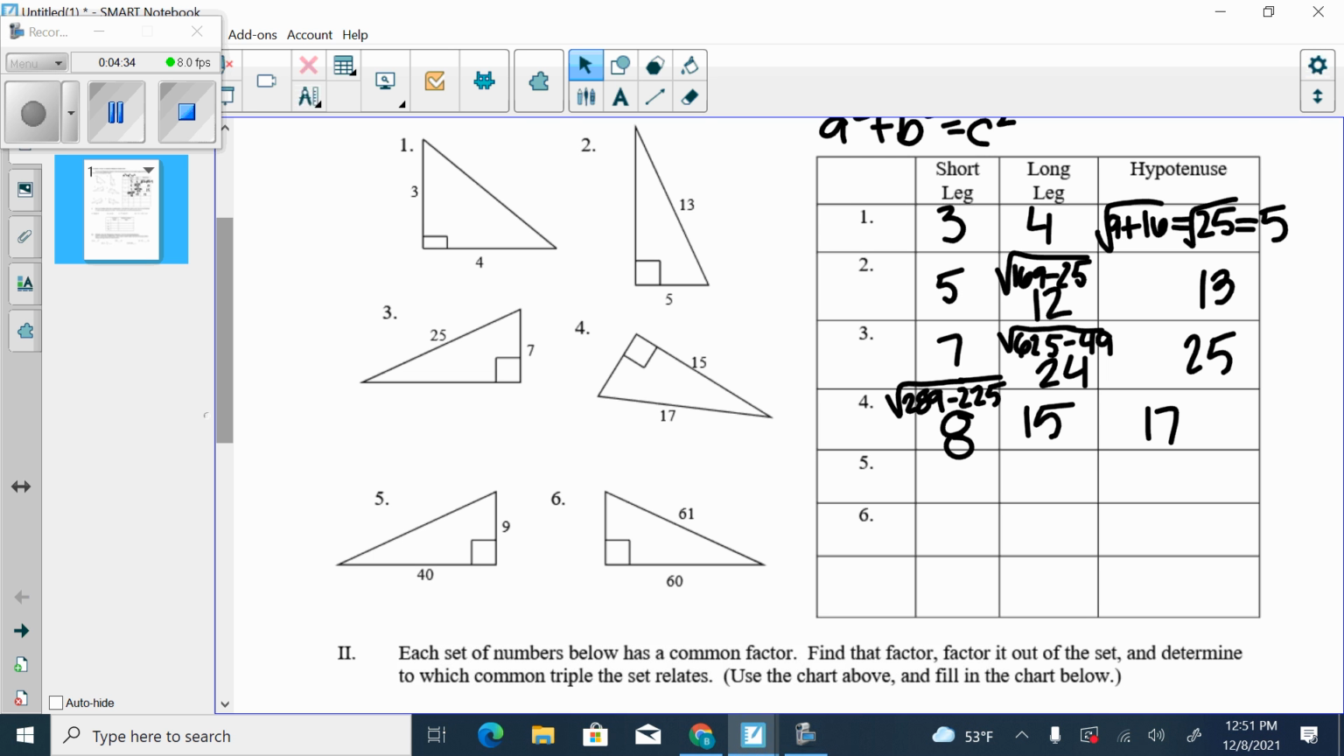Okay, on number 5, what sides did they give us? Long leg and short leg. Right. So this one's more like the first one we did, right? So underneath my radical, I got 9 squared, which is 81, plus 40 squared, which is 1,600. Good. And if we add those together and take their square root, we end up with 41. Good.